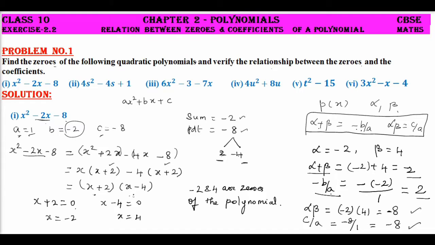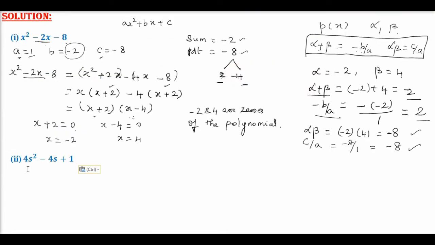So this same procedure I am going to apply for all the remaining polynomials also. Right? We understand the first subdivision clearly so that you can cope with the speed of the next polynomials. So let's pass on to subdivision 2. Here subdivision 2 is 4s square minus 4s plus 1. So comparing it with the standard form, I have a equal 4, b equal minus 4 and c equal 1.